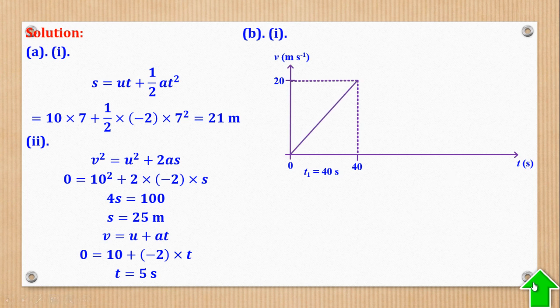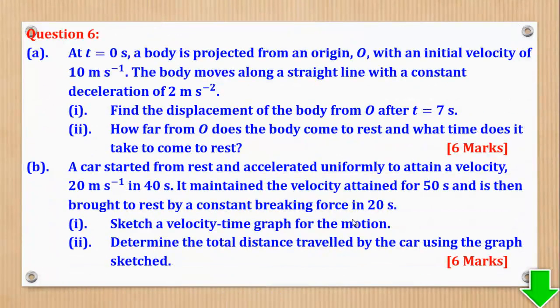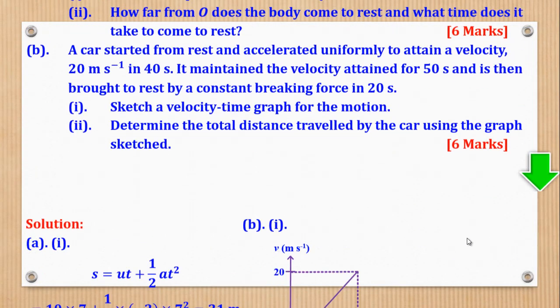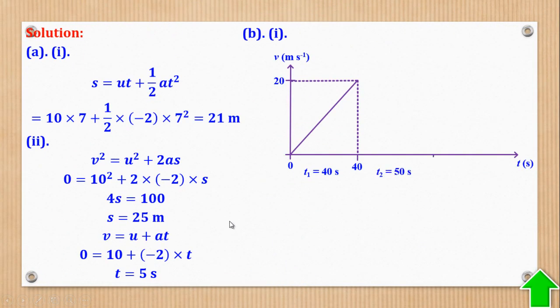Then they said it maintained the velocity attained for 50 seconds. So for a further 50 seconds, the time here will now be 40 plus 50, which is 90. And the velocity was the same, so it would just be a horizontal line.